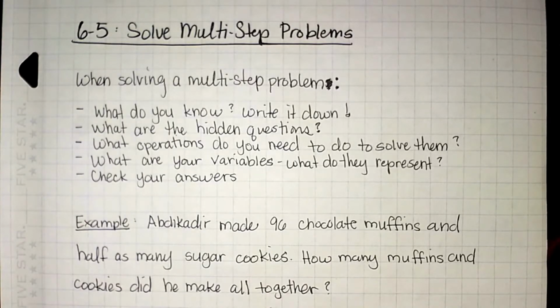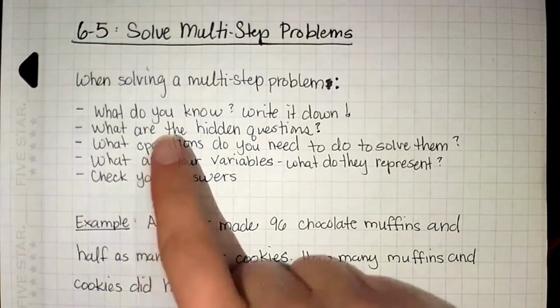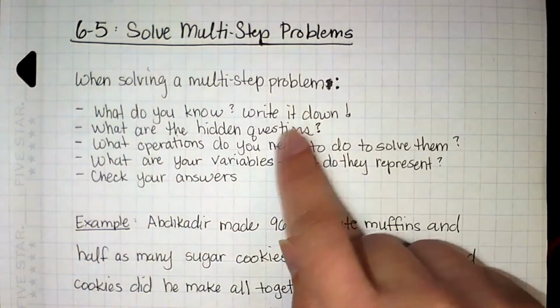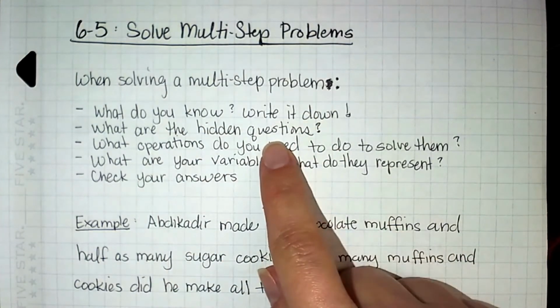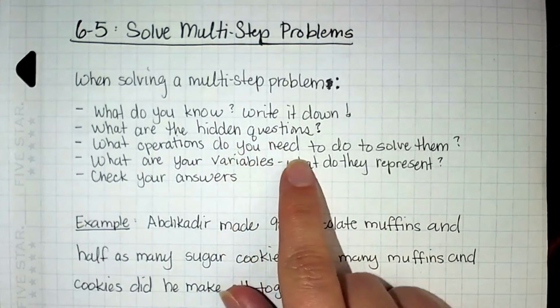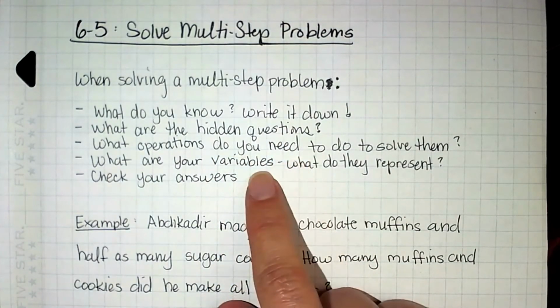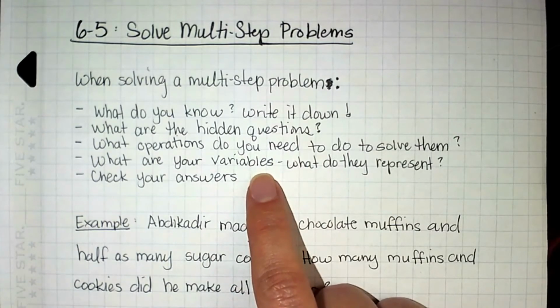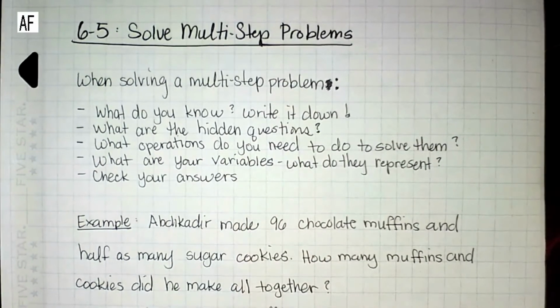All right, let's get into our notes and our guided practice. Now remember, when we're solving a multi-step problem, figure out what you know and write it down. What are the hidden questions that they're asking you in your word problem? What operations do you need to do to solve them? What are your variables and what do they represent? And then go back and check your answers.